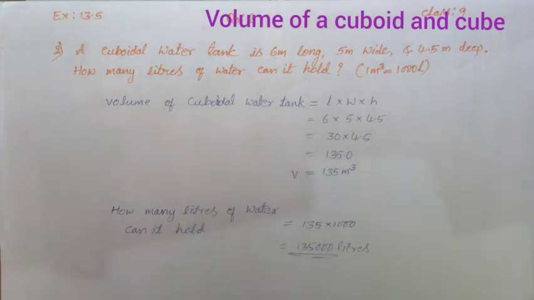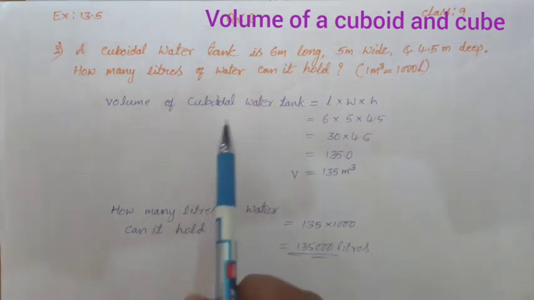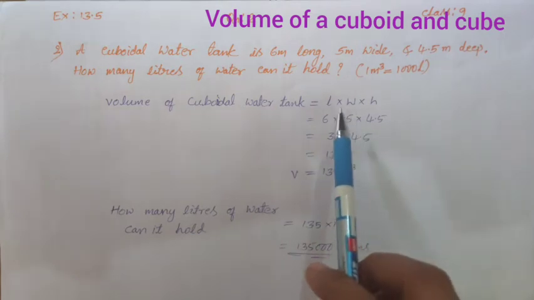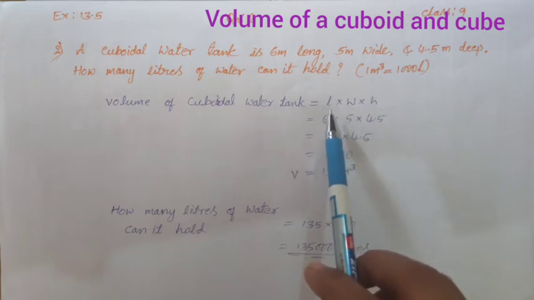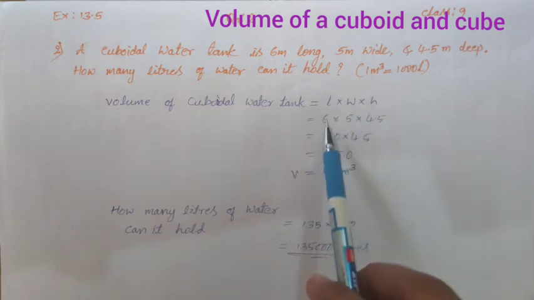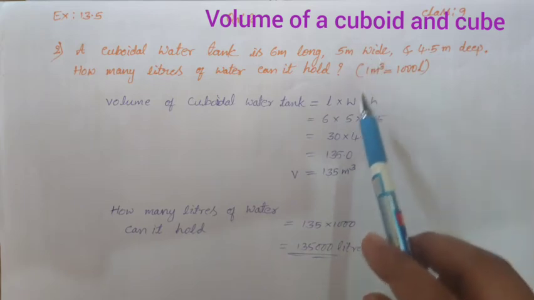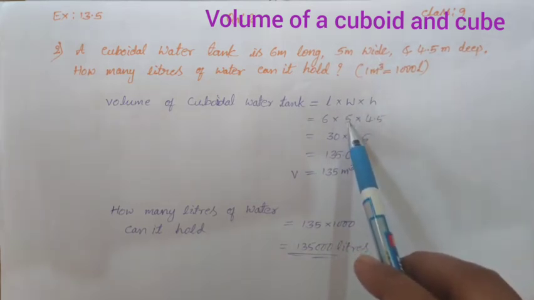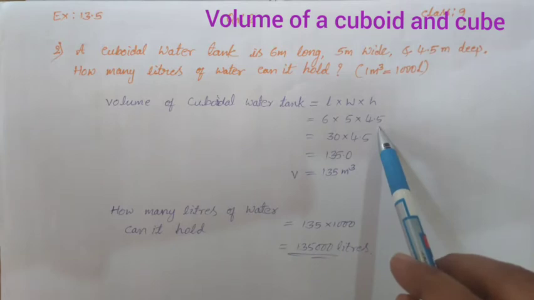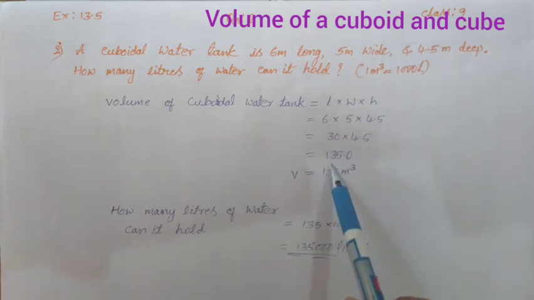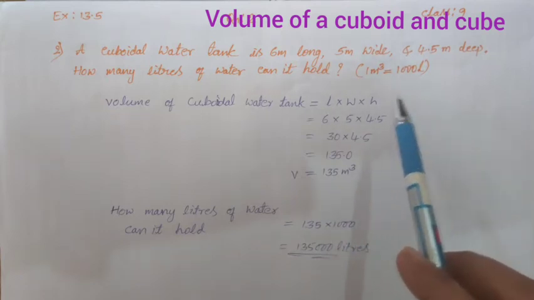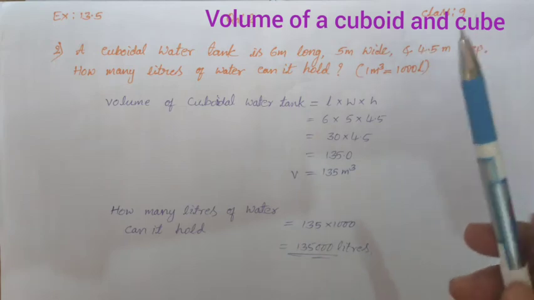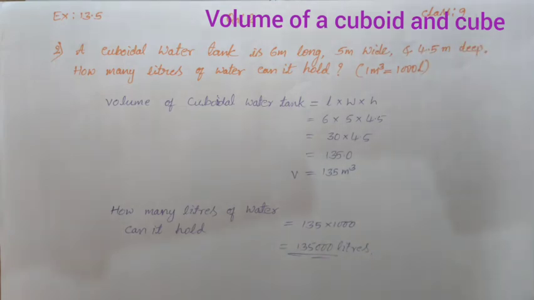First we have to find the volume of the cuboidal water tank. The formula to find the volume of a cuboid is length into width into height. Length is 6 meter, width is 5 meter and height is 4.5 meter. You multiply them, we get 135 meter cube. So how many liters of water can the tank hold? How much capacity does it have?